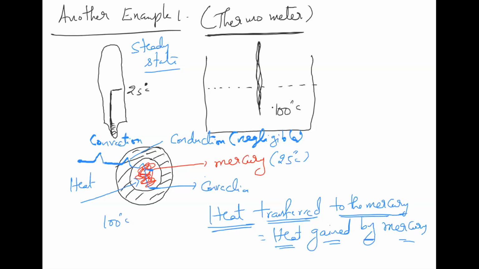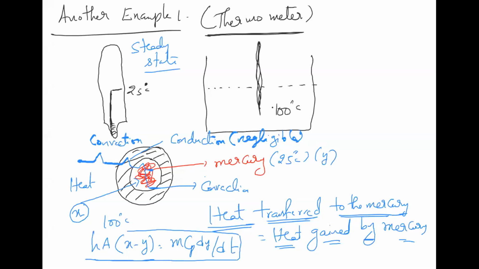What is heat transferred to the mercury? It is HA into X minus Y, where the outside temperature is X and the mercury temperature is Y. Clear? So HA into X minus Y is equal to mCp into dy by dt. HA into X minus Y is heat transferred to the mercury from the outside ambience, and the enthalpy change of mercury is mCp into dy by dt. So this is the model for the thermometer.